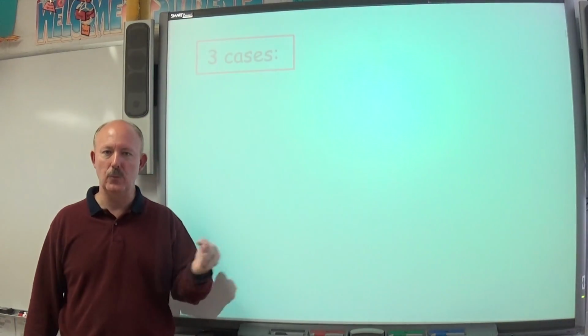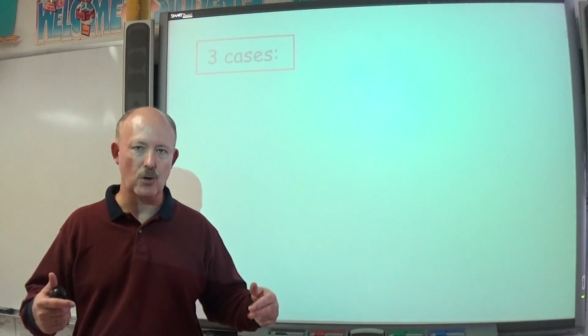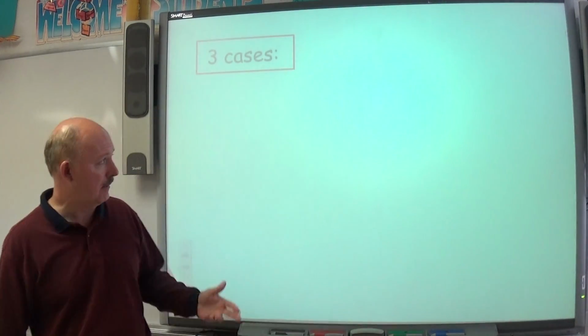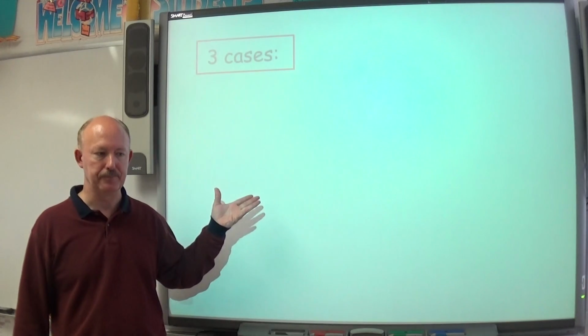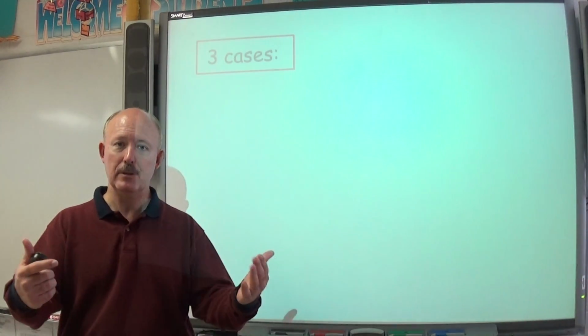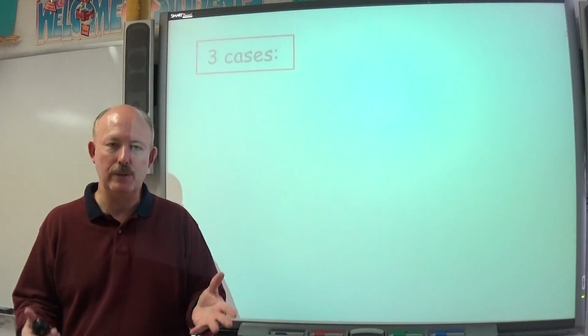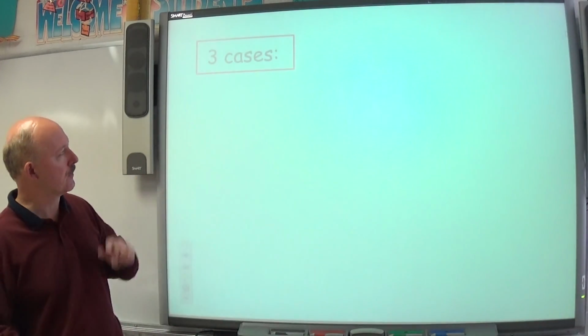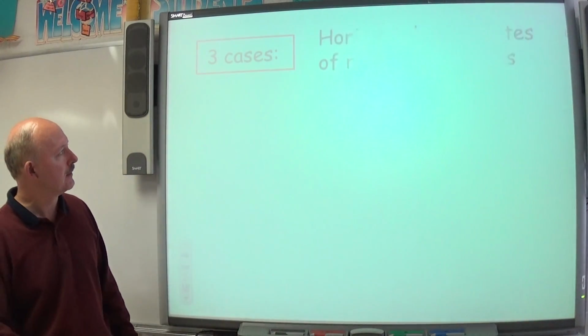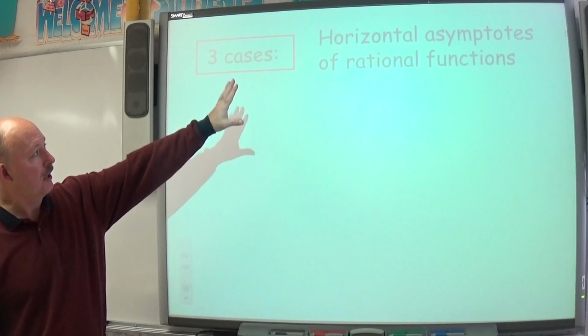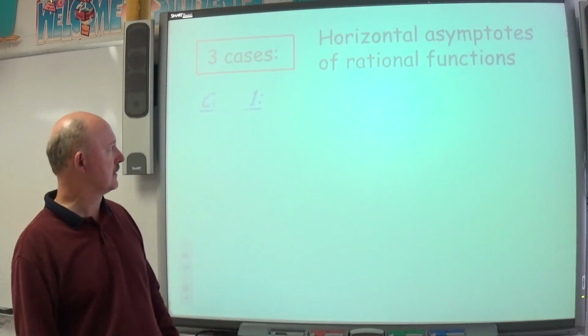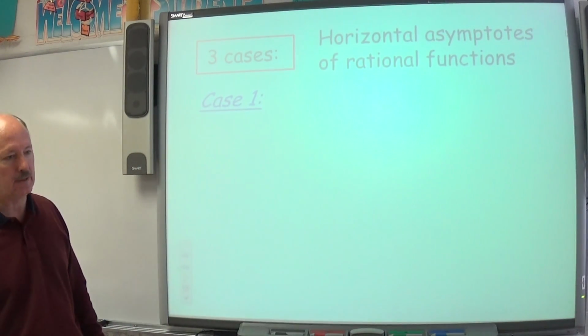Okay. Now, 3 cases. These are like shortcuts that we can use to determine the horizontal asymptotes of virtually any rational function. If you can't remember these 3 cases, these shortcuts, then you can always find the limit as x approaches infinity. But here's the first case. So 3 cases for horizontal asymptotes of rational functions. All right, case number 1. So here's the first case.